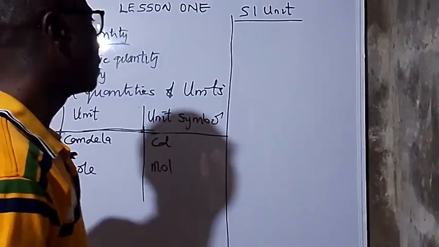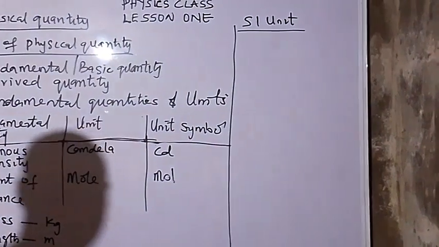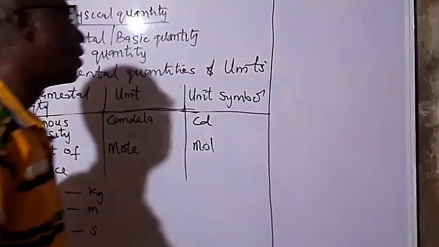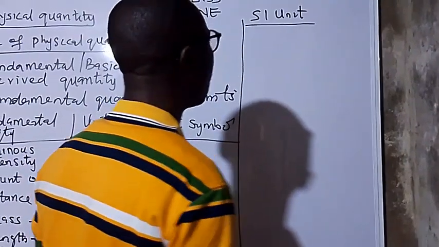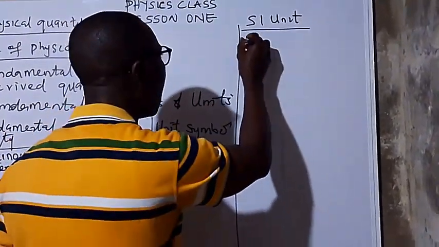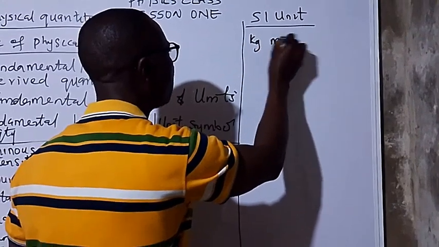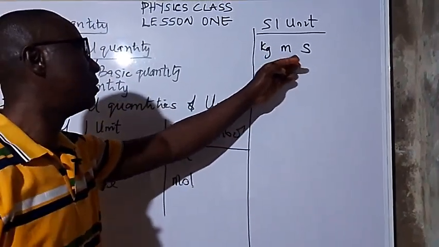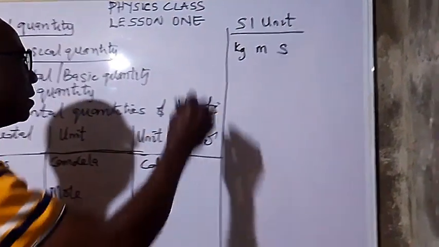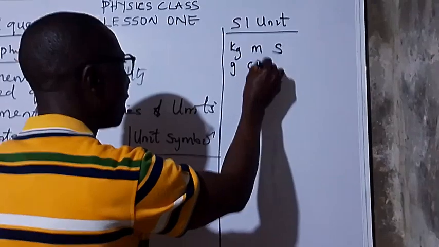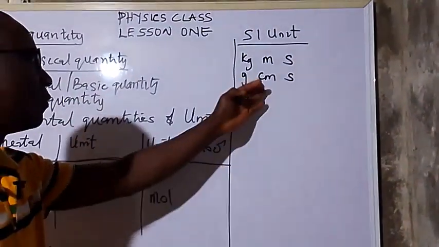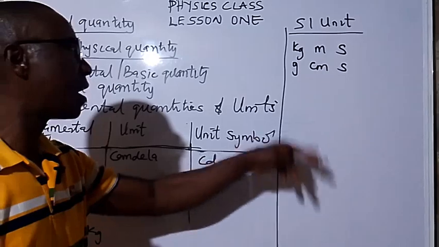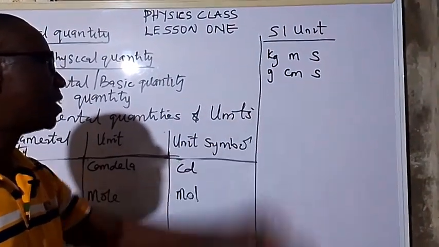But since we have the 3 major fundamental quantities as have been written, we also have the three major fundamental units, which are kilogram, meter, seconds. These are the three major fundamental units, or it can be gram, centimeter, second, which will form the three major fundamental units: kilogram, meter, second, or gram, centimeter, second.